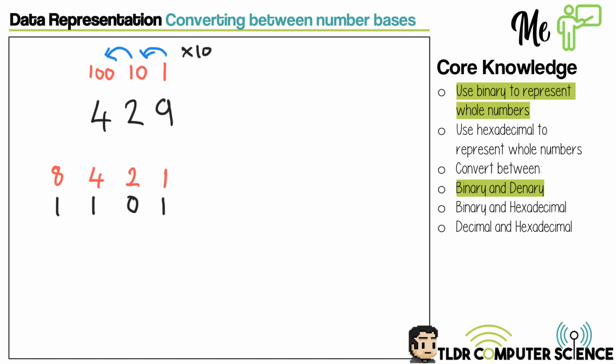So actually, this number we can figure out quite straightforward. It's going to be 8 plus 4 plus 1. And we knock out the 2, like I say, because it's on 0. So 8 plus 4 is 12 plus 1. That's actually the number 13.